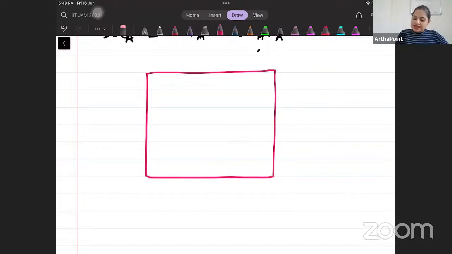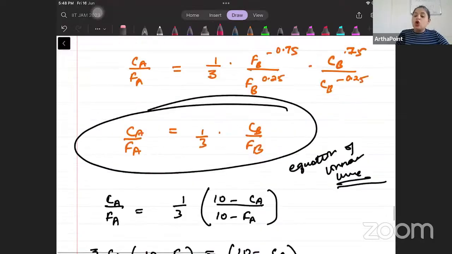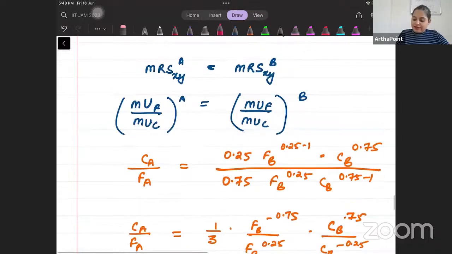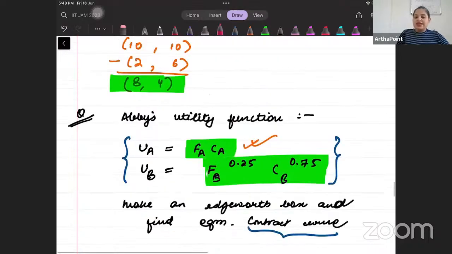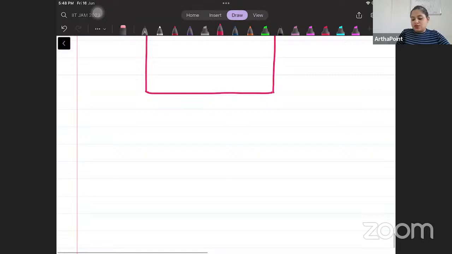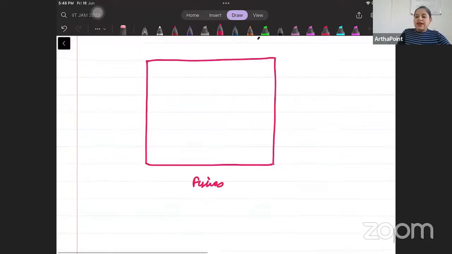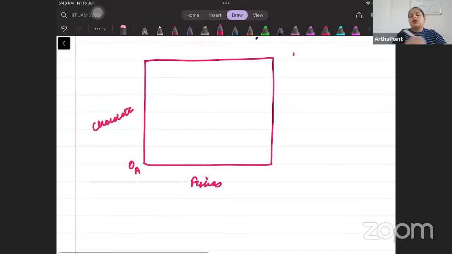Beta, on the x-axis, I had taken F. F is what? Fishes, na? So on the x-axis, I had taken fishes. On the y-axis, I had taken chocolates. This is OA, this is OB, right?